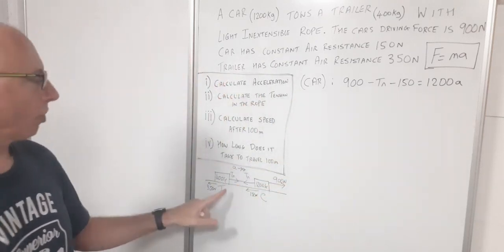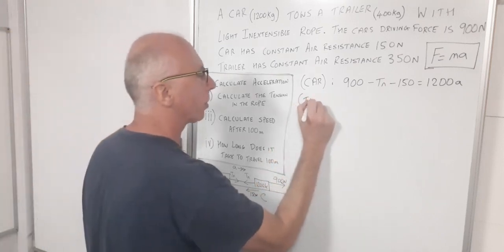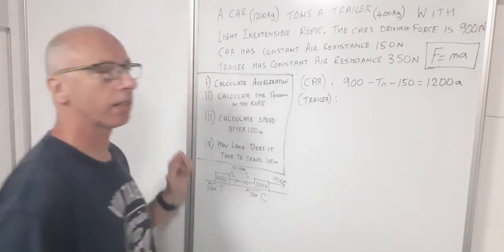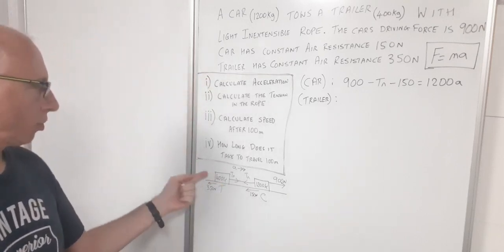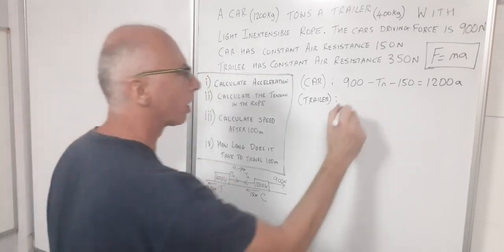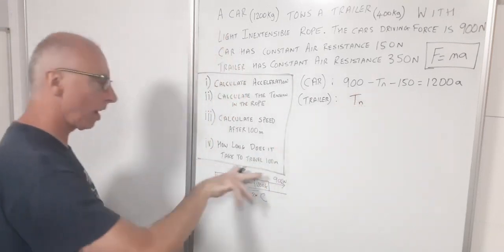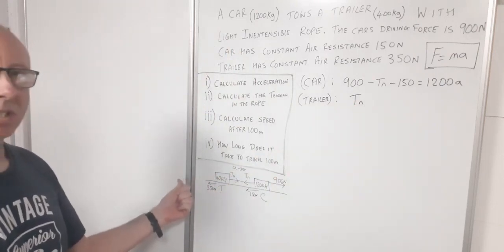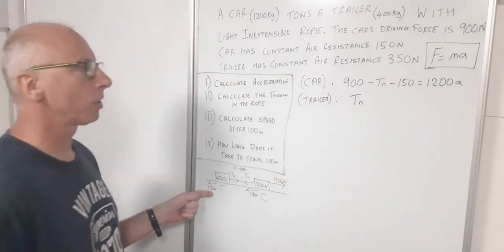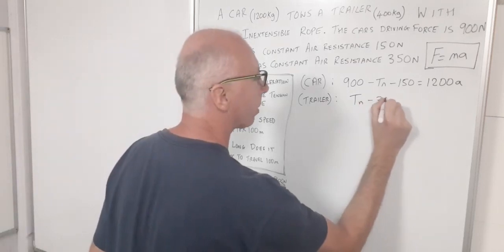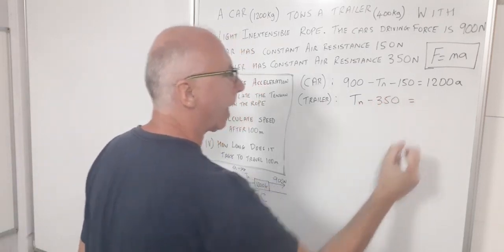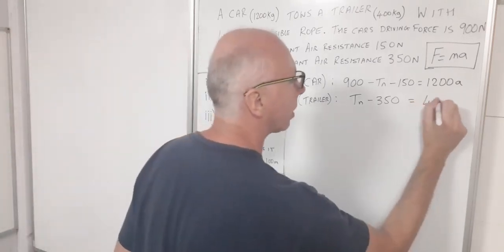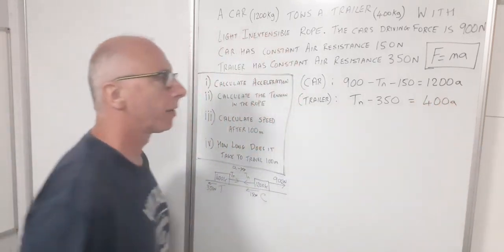Now let's have a look at the trailer. So for the trailer, the forces of that, using force equals mass times acceleration. So the forces on the trailer is the tension, and that's going in this direction, same as the acceleration, so that's positive. And the resistance on it is 350 newtons, so we need to subtract that because that's going in the other direction. And then we need mass times acceleration, which is 400 times A. So that's for the trailer.